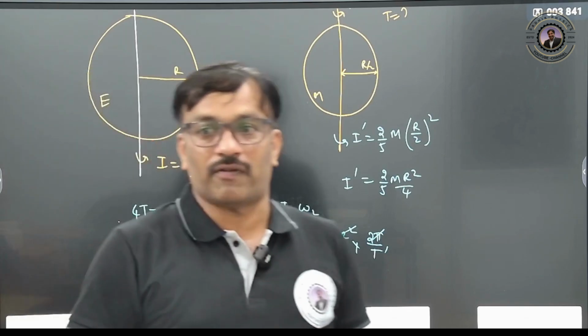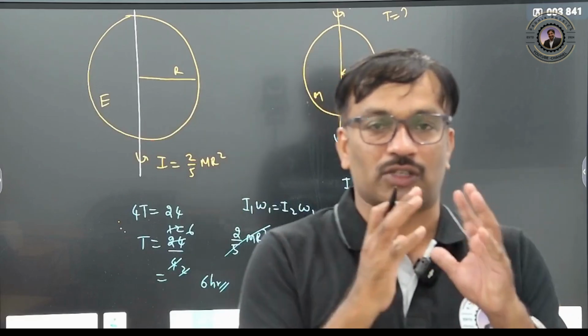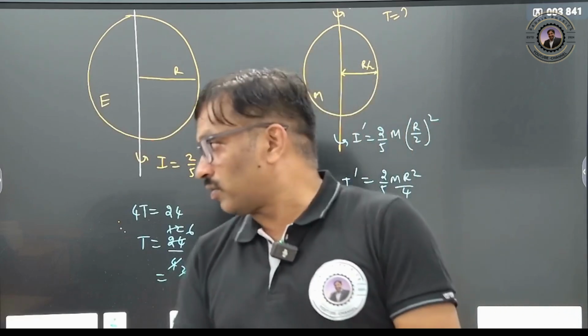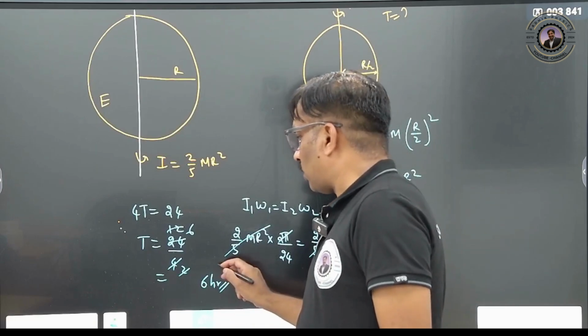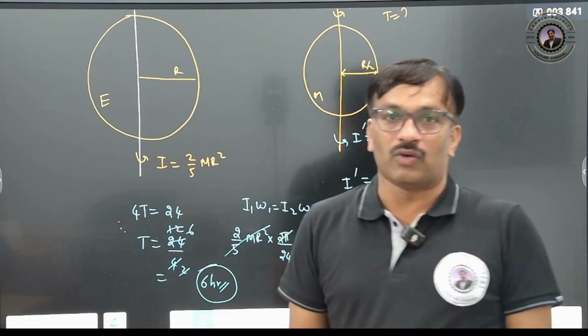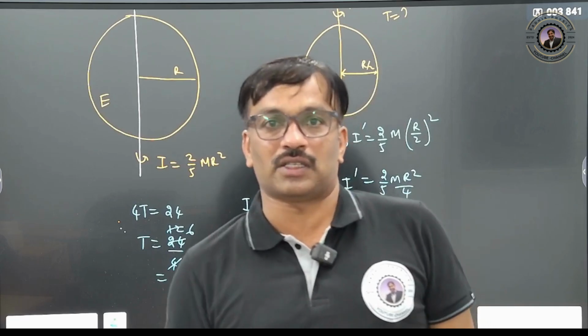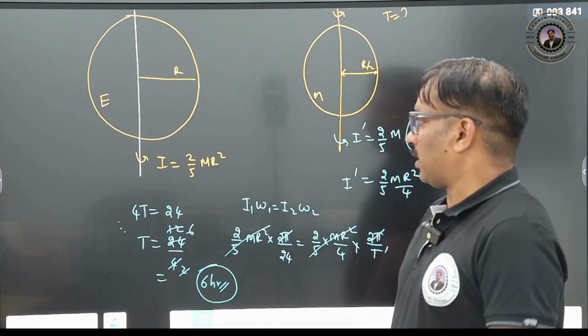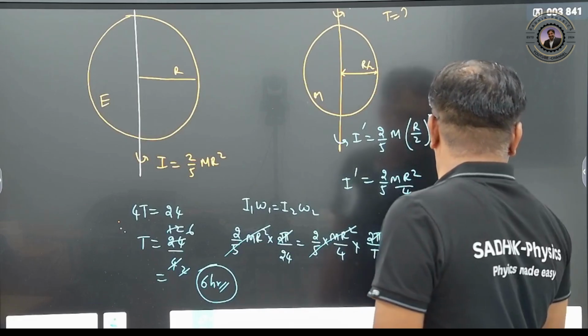Suppose our earth shrinks to half of its radius, then the new day will have only 6 hours. Within 6 hours we will be completing our day. Clear?